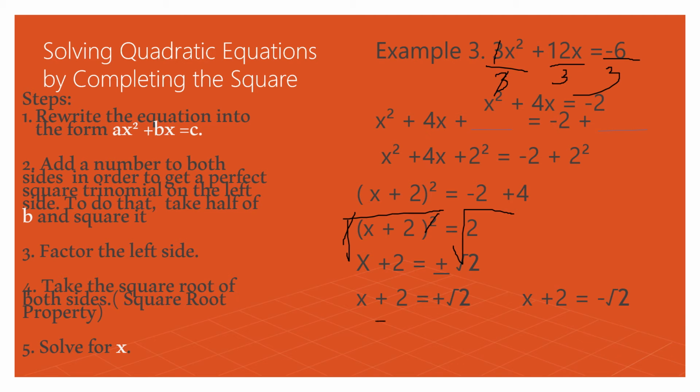Tayo ngayon ay mag-add ng negative 2 on both sides of the equation to solve for x. Now, hindi natin pwede pagsamahin itong positive square root of 2 and negative 2. Hindi sila similar terms. So, ang gagawin natin, just copy. So, what we have is x is equal to negative 2 plus square root of 2. Same thing on the other side. We need to add negative 2, and negative 2 here too. And that is 0. X is equal to negative 2 minus square root of 2.